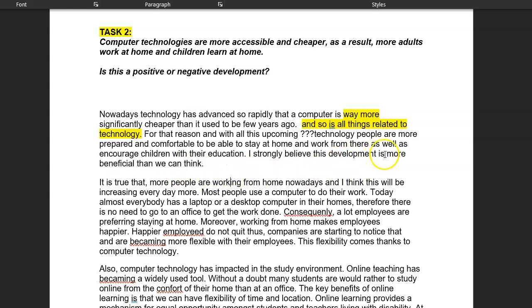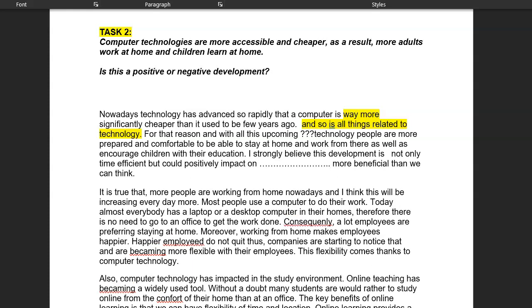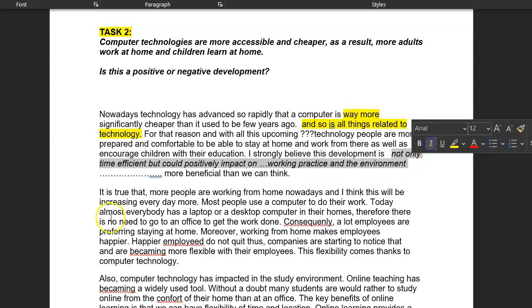So this development is, so you could say something like not only time efficient, but could positively impact on, and then you want to go into the things you're talking about in your essay. Okay, so strong impact on working practice and the environment, or something like that. So gives the examiner an indication of where you're going. And here, not only, but in this grammar is quite a nice structure to be able to use that.